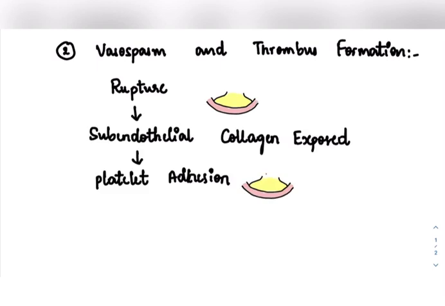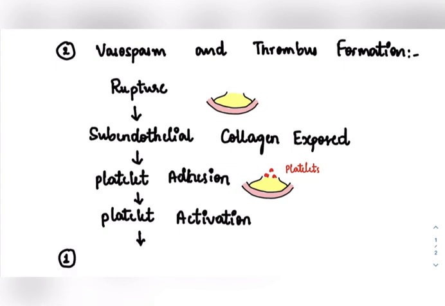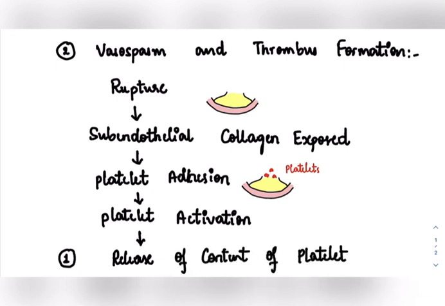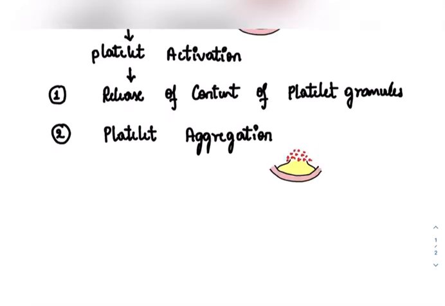How? Consider there is rupture of the atheromatous plaque. There is subendothelial collagen exposure, and this leads to platelet adhesion. Platelet adhesion leads to platelet activation. This platelet activation leads to release of the contents of platelet granules. Another consequence of platelet activation is platelet aggregation. These are the 2 results of platelet activation.